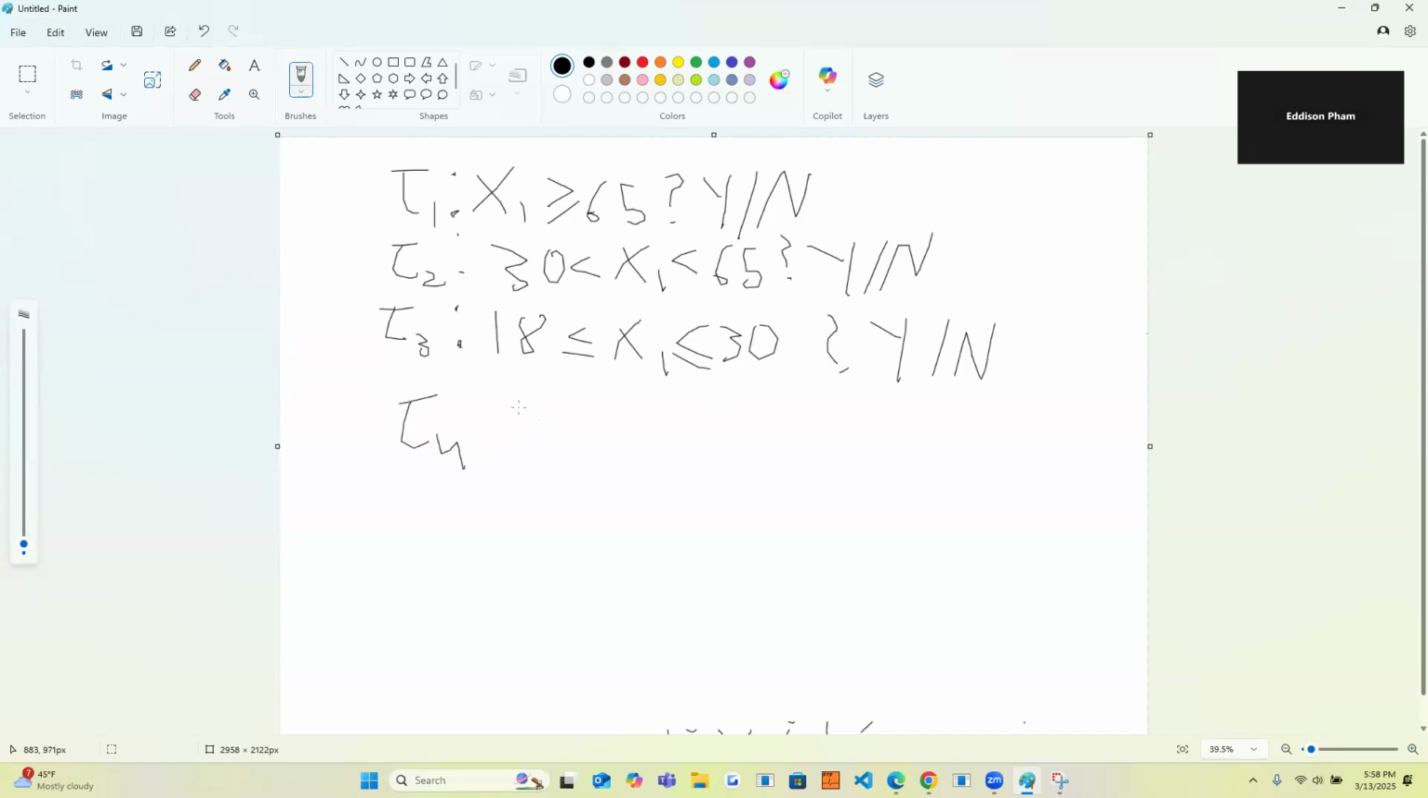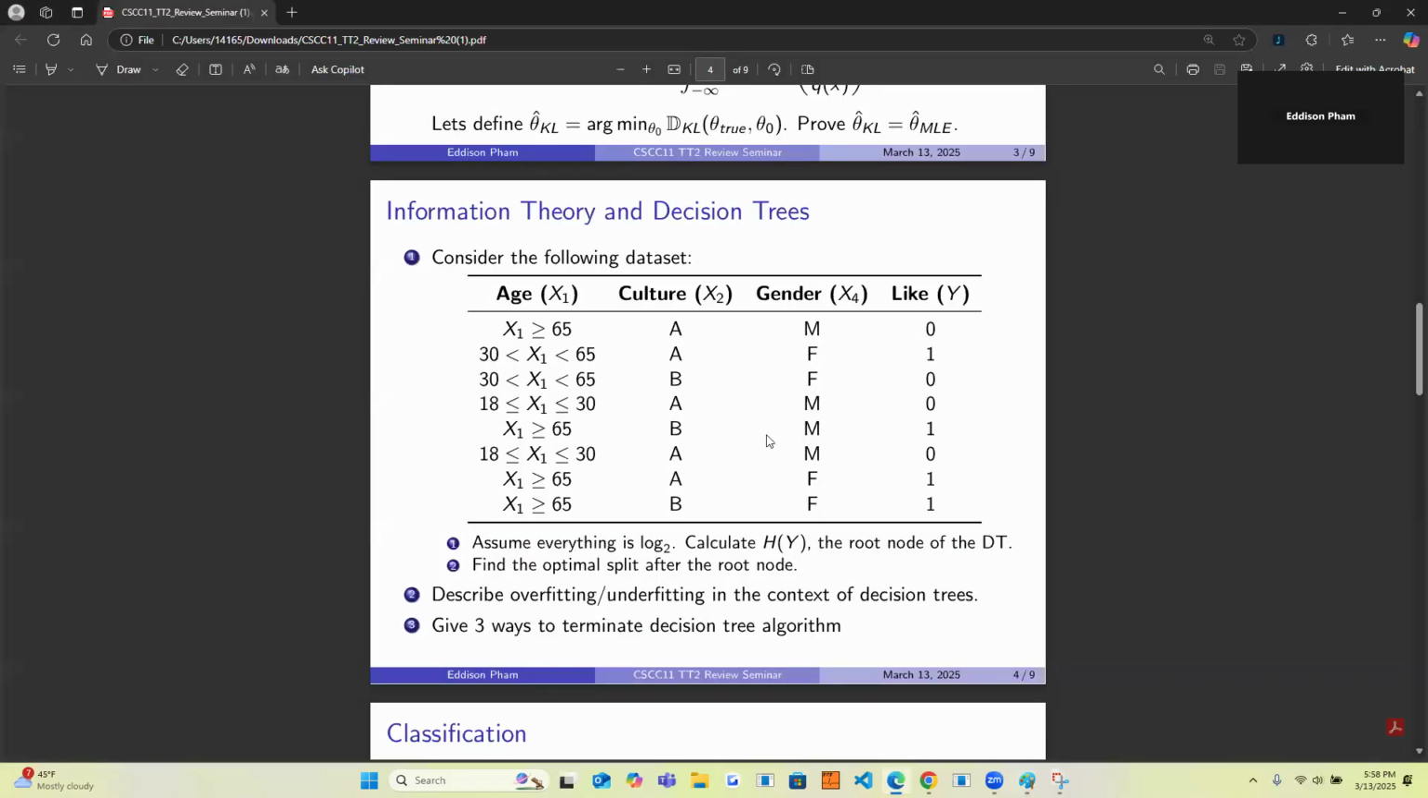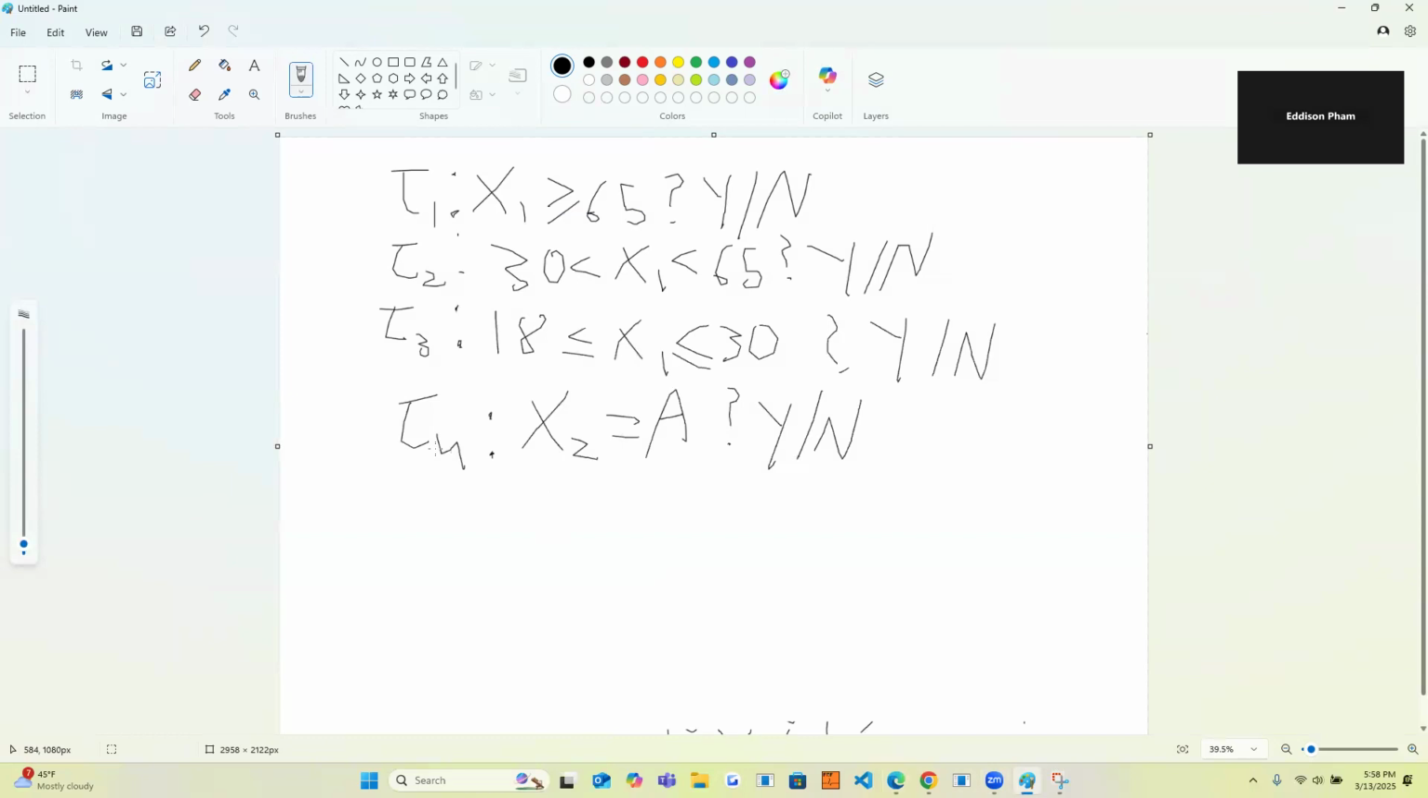And for the next ones, tau 4, which relates to x2, is x2 equal to a? Yes, no. And I believe it's a or b. Yep, it's a or b. But we don't have to include the decision split for b, because at the root node, if it's not a, then what is it? It's b. So we don't have to create the split for that. And finally, tau 5 is x3 equals m, or you can do it for f as well. It doesn't matter. Yes or no.